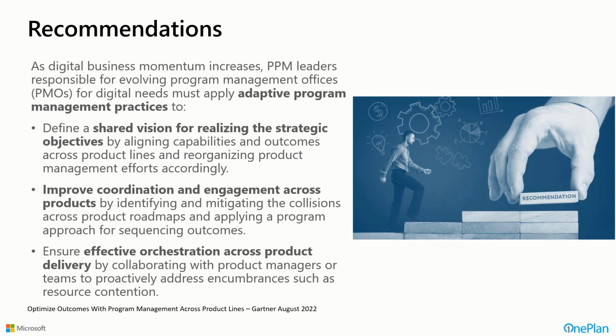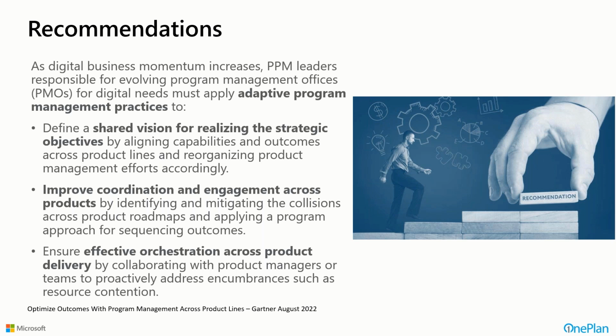Now, some of the recommendations that come from the Gartner Group in this regard, from that survey that showed those issues up front, is that we need to define a shared vision for realizing strategic objectives, meaning if we have multiple products and multiple product lines, we have to share a vision that our executives put forth for us in achieving the outcomes and the strategies that we're trying to achieve as an organization as a whole.